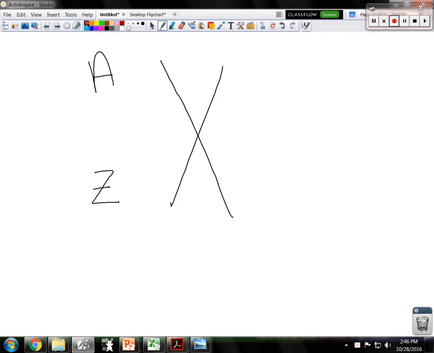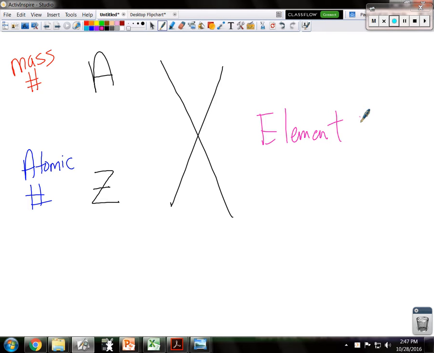And we've just talked about two of these letters. Does anyone remember what the A stood for? Very good. Mass number. Does anyone remember what the Z stood for? Atomic number. And the interesting question, what in the world is X? Very good, look at you. What is the name of element X? Very good, it was a trick question. There is no such element as X.